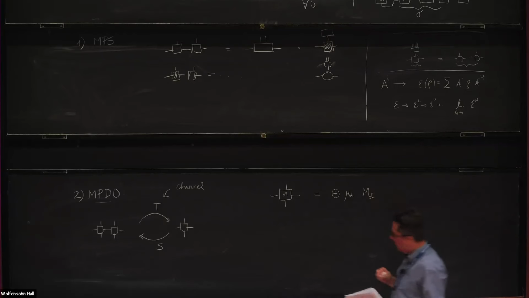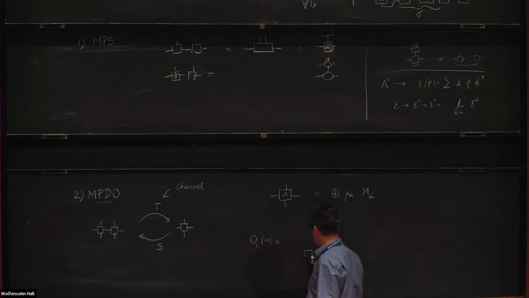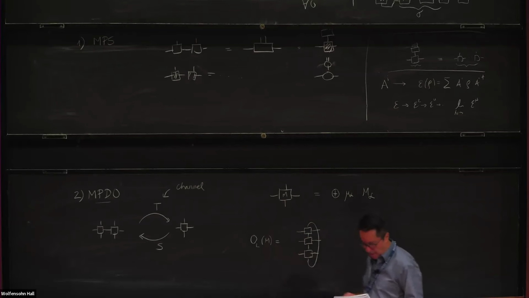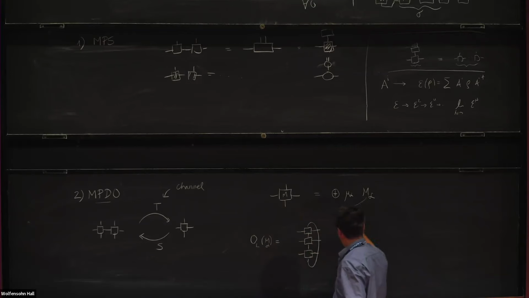And the second thing is that you can now define some operator O that depends on L, that depends on the tensor, that you build just by putting these M one next to each other, but in the other direction, and then contracting them. So this is what I call O_L^M, and you can do it even if you want from some alpha. You put one of these M alpha here.